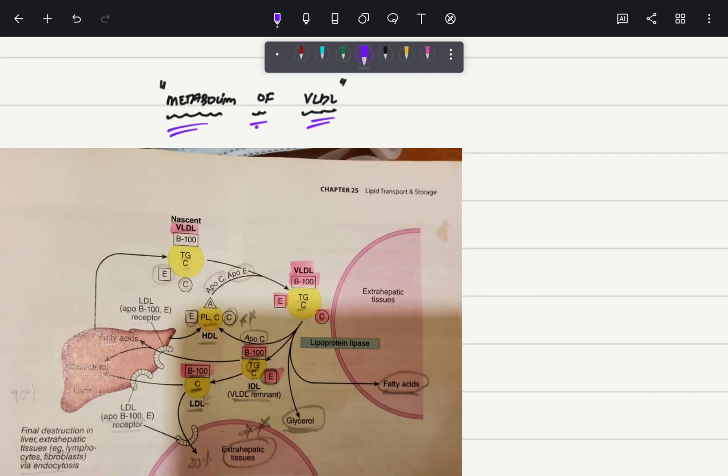So today we are going to talk about the metabolism of very low density lipoproteins. Please watch my previous videos regarding lipid storage and transport in my biochemistry playlist, and this is taken from Harper's Biochemistry chapter 25. Please watch my previous videos or else you will not understand a single thing here.